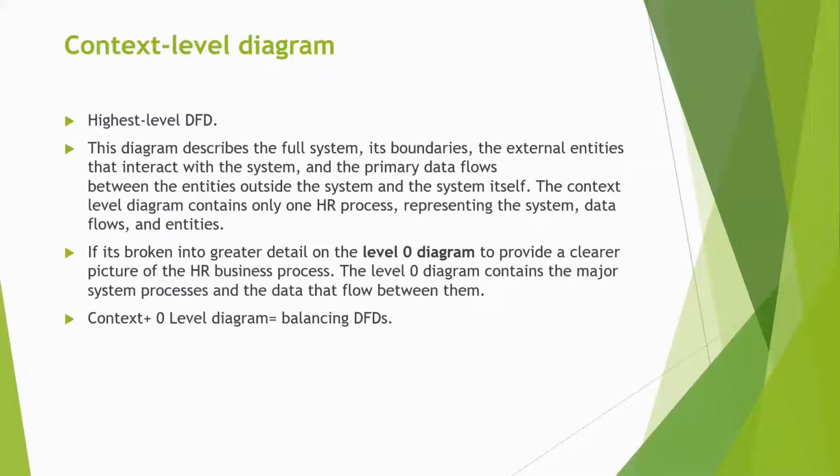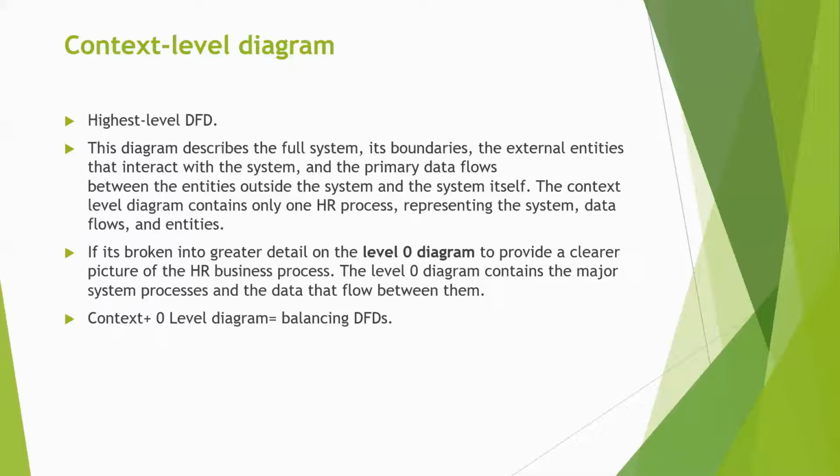Now here we have two levels in DFDs. First is the context level diagram. It is the highest DFD level. This diagram describes the full system, its boundaries, the external entities that interact with the system, and the primary data flows between the entities outside the system and the system itself. The context level diagram contains only one HR process, that is one activity.